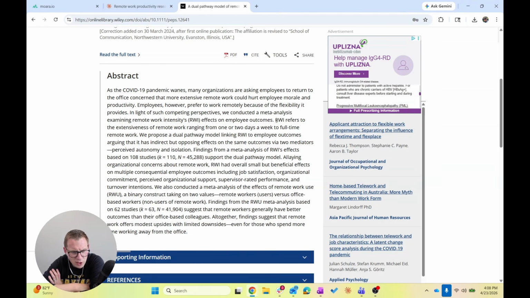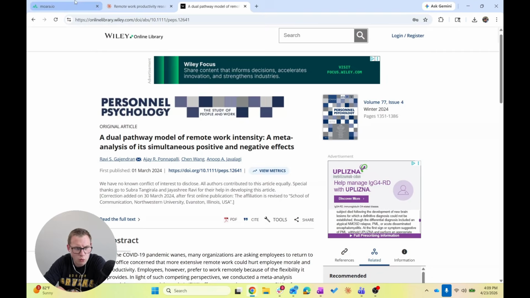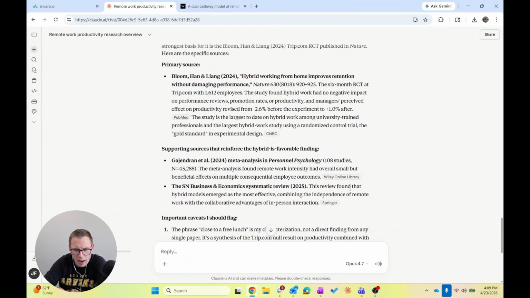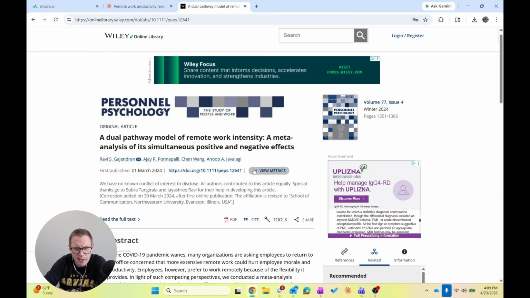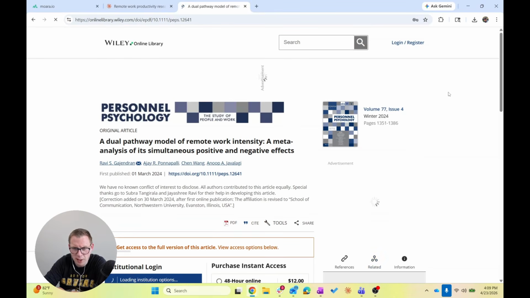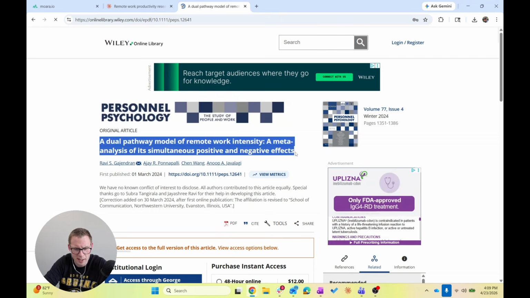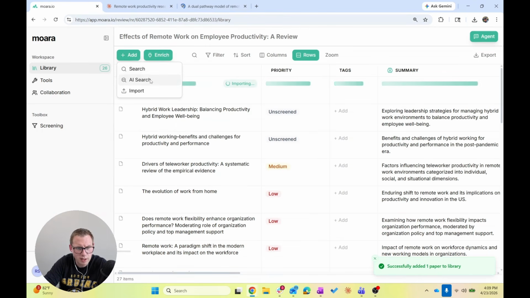Meta-analysis of the effects of remote work use, a binary construct, remote work versus office. Findings based on 60. Remote workers generally have better outcomes than their office-based colleagues. Findings suggest that remote work offers modest upsides even for those. Okay, so one thing I don't see here, which I'll reiterate, this was referenced when I had asked what supports the hybrid point. Review finds that hybrid models. I don't see much about the hybrid model. I will nonetheless grab this PDF. Okay, I can't get it there, so I'm going to try to get it through my LibKey. Come back to Moara.